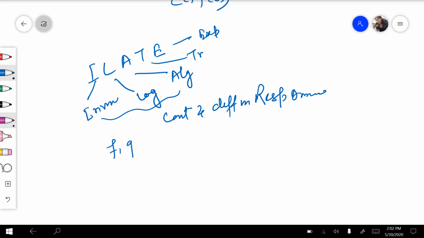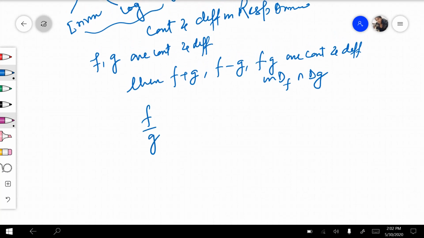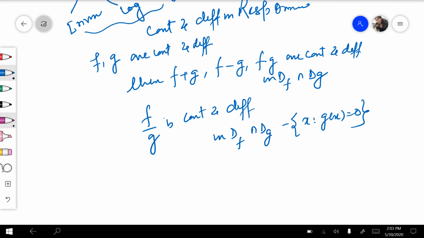Moreover, we have discussed that if f and g are continuous and differentiable, then f plus g, f minus g, f into g are continuous and differentiable in the domain of f intersection domain of g, and f upon g is continuous and differentiable in the domain of f intersection domain of g minus those x for which g(x) is equal to 0, and fog is continuous as well as differentiable.